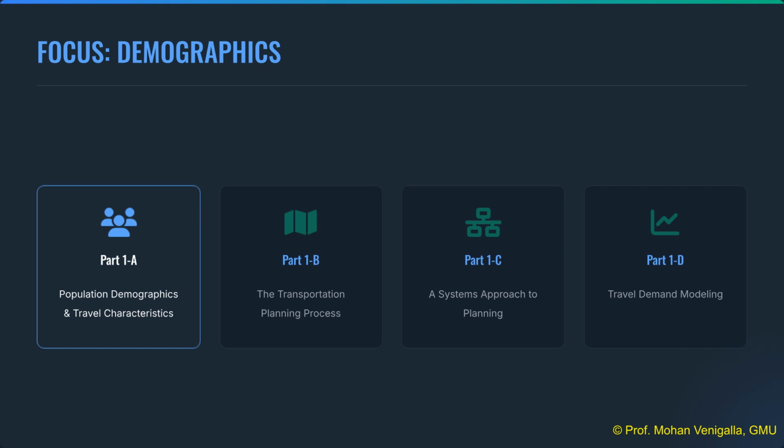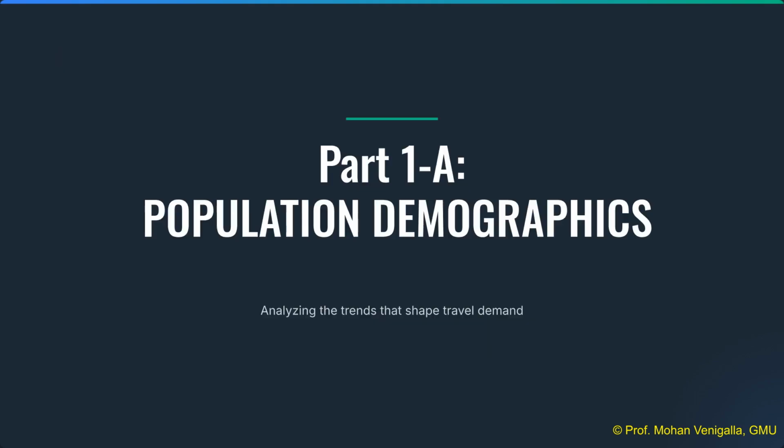The focus of this module is on demographics. It is divided into 4 parts: A through D, population demographics and travel characteristics, the transportation planning process, a systems approach to planning, and an overview of travel demand modeling. We begin with Part 1A, Population Demographics, where we will analyze the trends that shape travel demand.